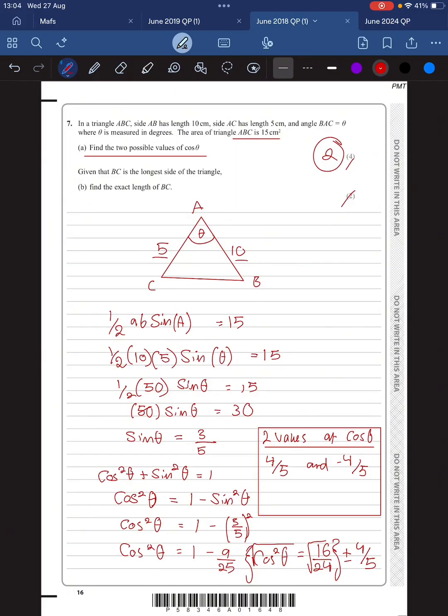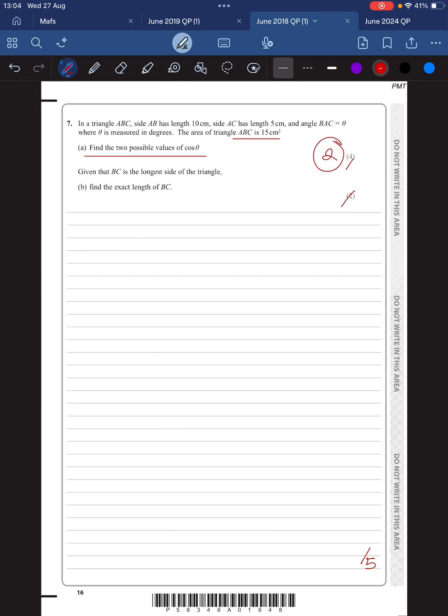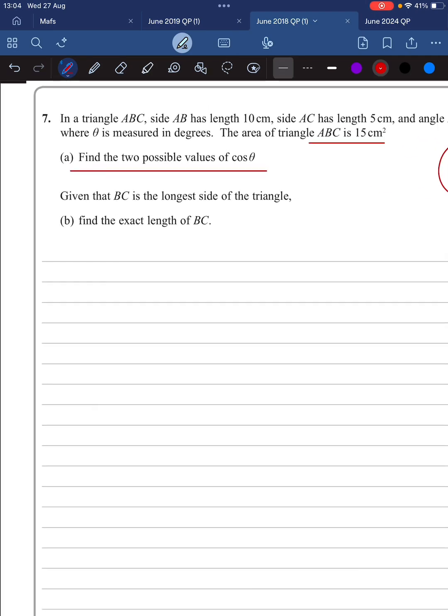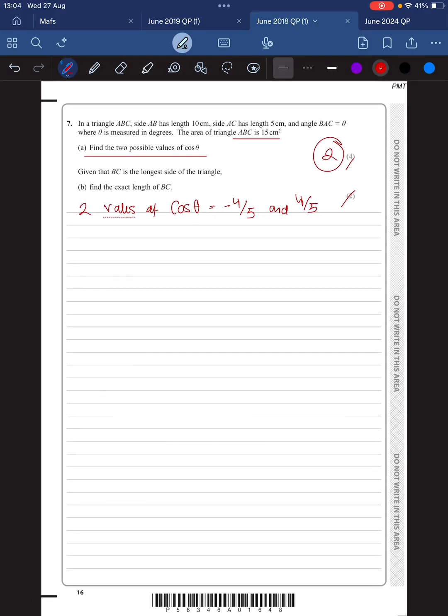Now we're doing part B. Now we found out the two values of cosine. Now the annoying thing about this question is, if you didn't find out the value of cosine at first, you won't be able to do part B. So we found out the two values of cosine, or cos theta, that is equal to minus 4/5 and 4/5. Okay? So now we're asked, given that BC is the longest side of the triangle, now I didn't draw the triangle, we don't necessarily need it.